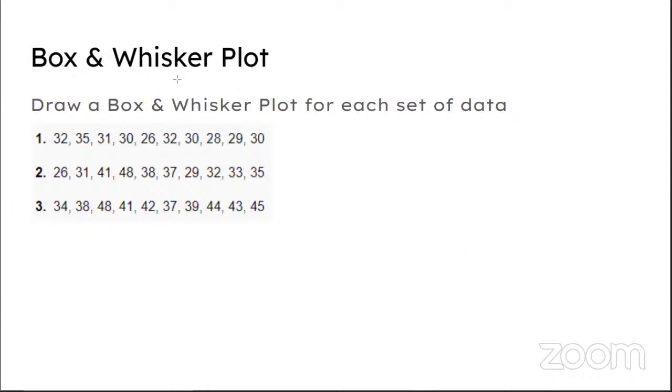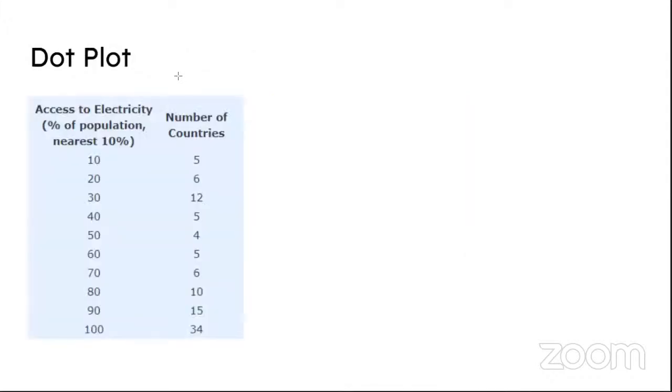All right, so we've got another one to look at. We've got a dot plot. Now, what is a dot plot? Here we have a frequency table. It says what percent of a population of a country, to the nearest 10%, has access to electricity. There's 5 countries where 10% of the population have access to electricity. 6 countries have 20%, 12 countries have 30%, 5 countries have 40%, 4, etc.